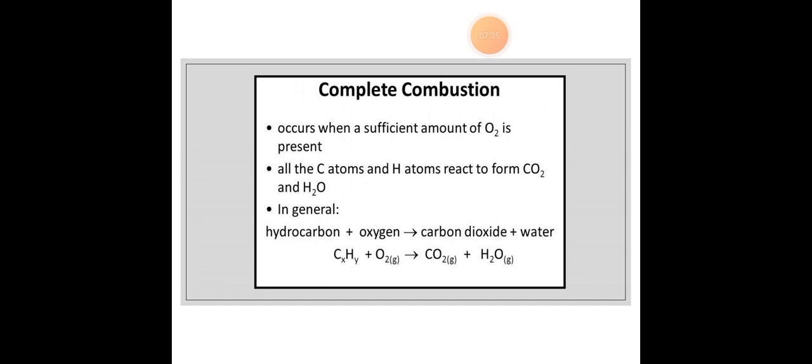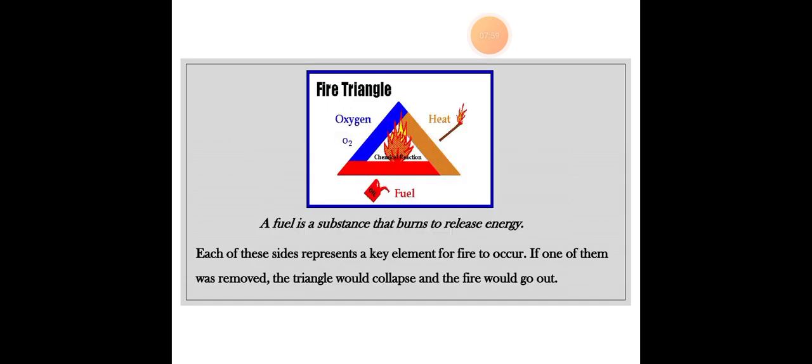Okay, once again let me tell you what complete combustion is. Complete combustion is a chemical reaction where a substance reacts with an oxidant, usually oxygen, to produce heat and light, with the products being primarily carbon dioxide and water. This process requires sufficient oxygen to ensure all the fuel is converted into these products. Next we have the fire triangle. In this you can see we have oxygen, heat, and fuel. So this is a fire triangle: oxygen, heat, and fuel.